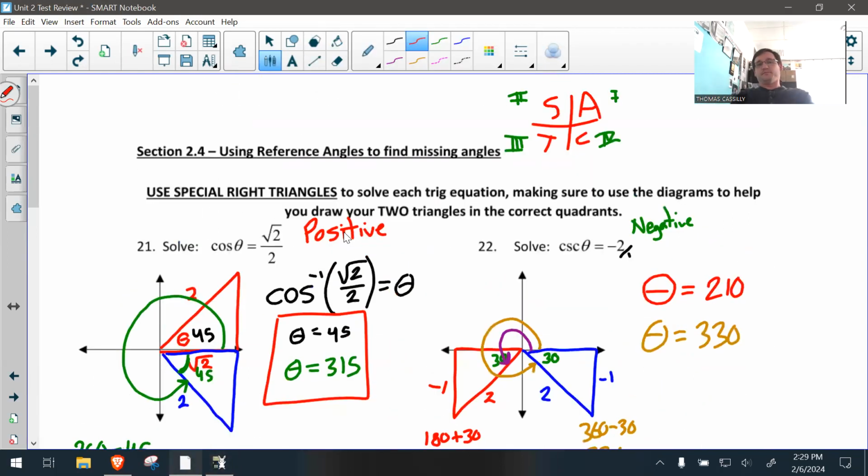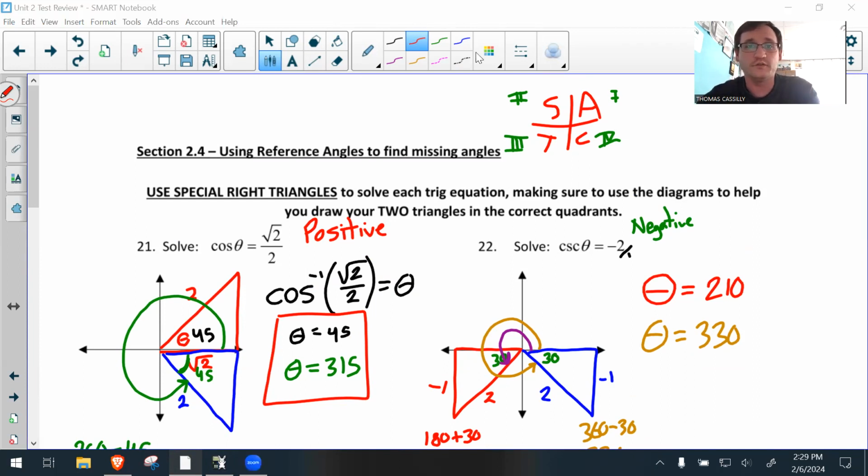That was section 2.4 in a nutshell. That was page 4 on your Unit 2 test. And there's your Unit 2 test review in its entirety. All right, so good luck.